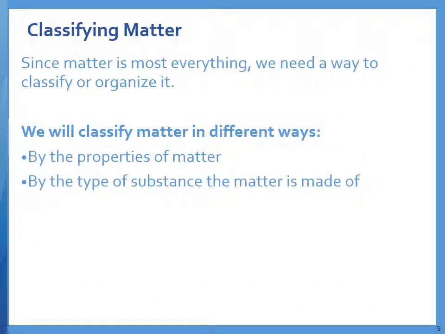Okay, so we have a couple of ways of classifying matter. Since matter is pretty much everything, how can we organize it? So we're going to look at two different ways to classify matter. The first way we'll be looking at is by classifying it by their properties. And then the second way will be by what kind of substances the matter is made up of.